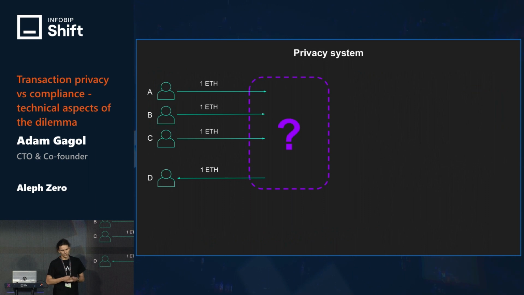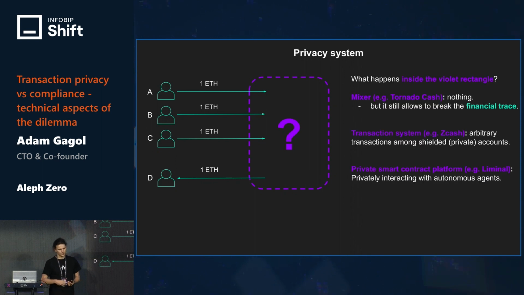First, let's provide some background. What's a privacy system? This is a basic picture of a privacy system. It almost never operates in a vacuum. You can get some funds into the privacy system, and you can get some funds out of it. The question is, what happens inside? There are basically three basic types of such systems. The first, the most basic, is a mixer, where nothing happens inside. The only thing users can do is put some money into the privacy system and get it out. Interestingly, this is already enough to anonymize them.